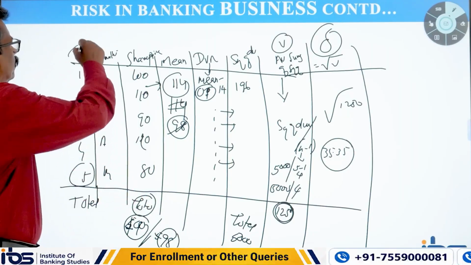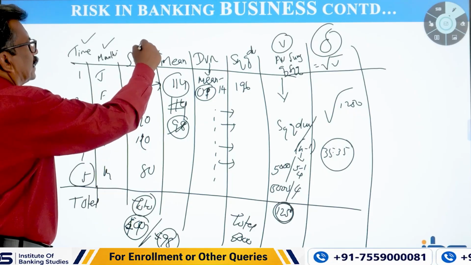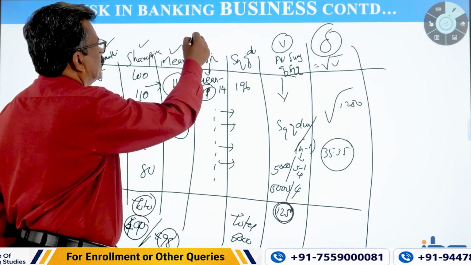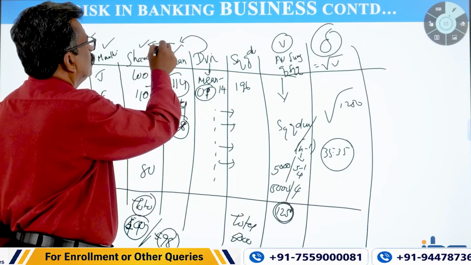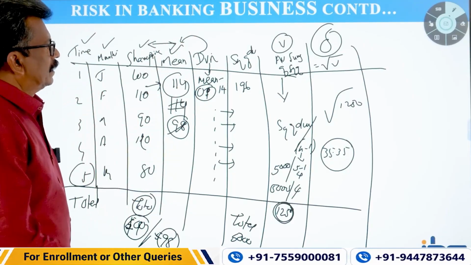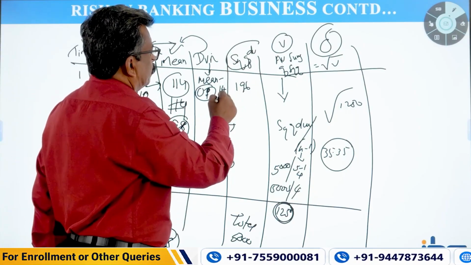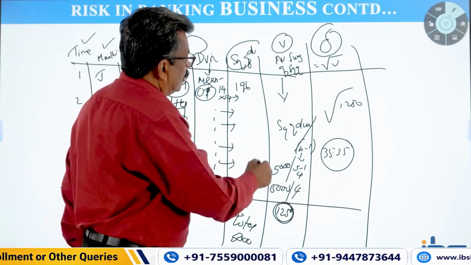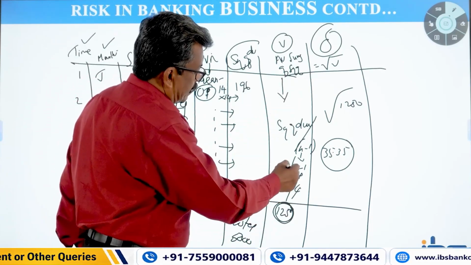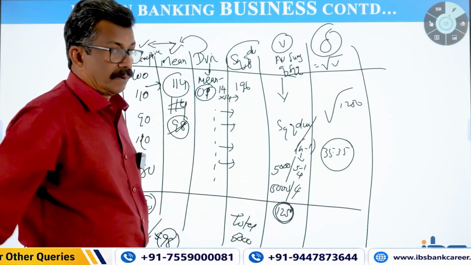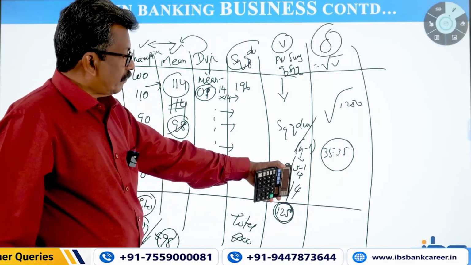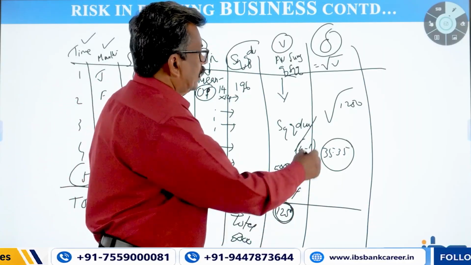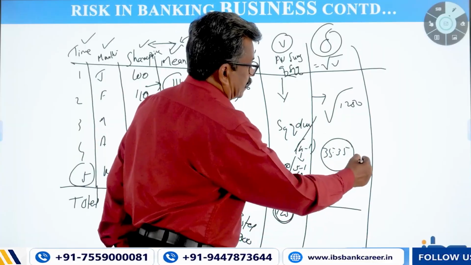So remember the 5 steps: time period, then the month, then the share price, then the mean. Mean is the average. Then the deviation. Deviation is the difference between these two, mean and share price. Then the square of deviation, you multiply with the same amount. Then take the average. Average means total divided by n minus 1. If 5 is the number of months, minus 1, 4, divided by 4. You will get the variance. Square root of variance, you will get the standard deviation.